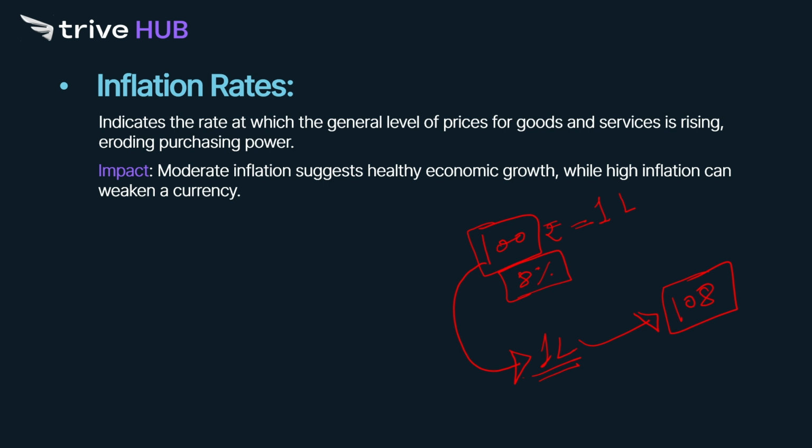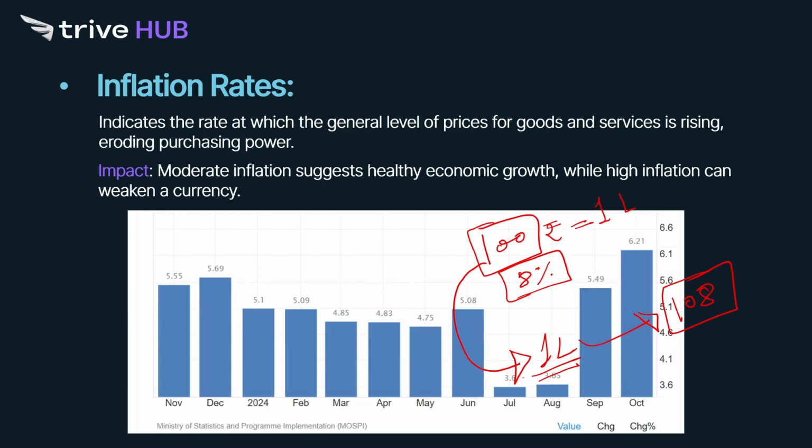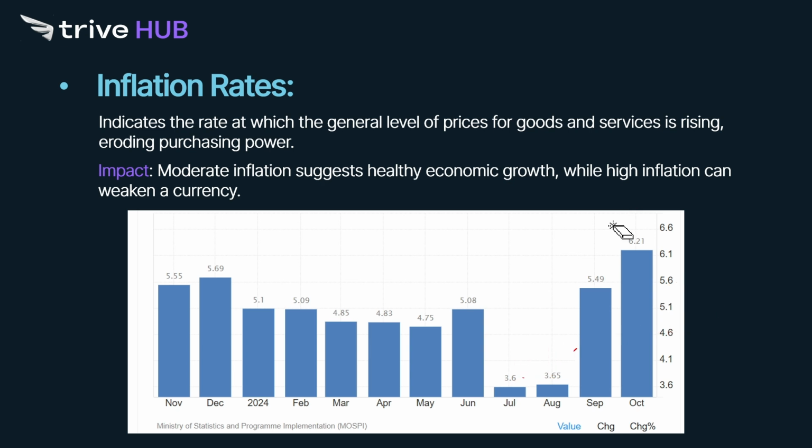The impact is that we want moderate inflation. Economists suggest that we need to maintain moderate inflation to have healthy economic growth, because too low inflation can disrupt economic growth, while high inflation can also weaken the country's economic condition plus its currency. You can see here the chart for inflation rates on a month-on-month basis, and as of now in October we are at an all-time high. The inflation has been rising too much. So to control this inflation, central banks or the government need to take some action so that we have healthy growth in the upcoming future.